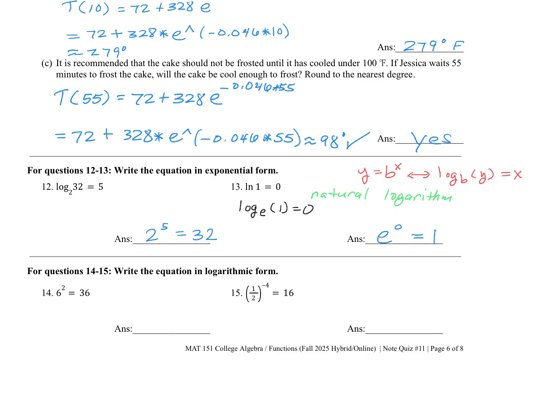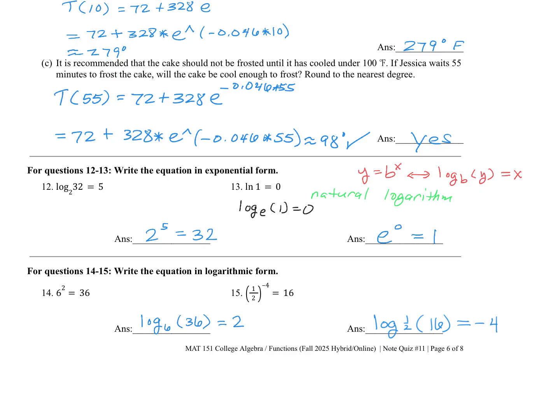When you do this, you want to make sure that you capture the base and put that as a subscript on the log. So you're going to have the log, the 3 letters for that function, then a subscript with the base of 6, and then you have the number you're taking the log of, and then you have that equal to the exponent. So that's read log base 6 of 36 equals 2. For the next one, similar story. Log base 1/2 of the number 16 is equal to negative 4.